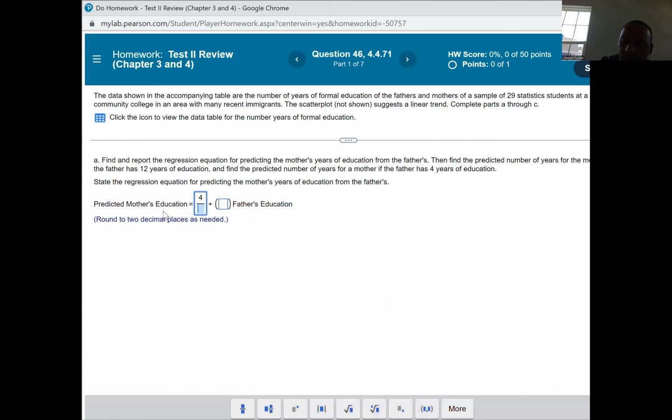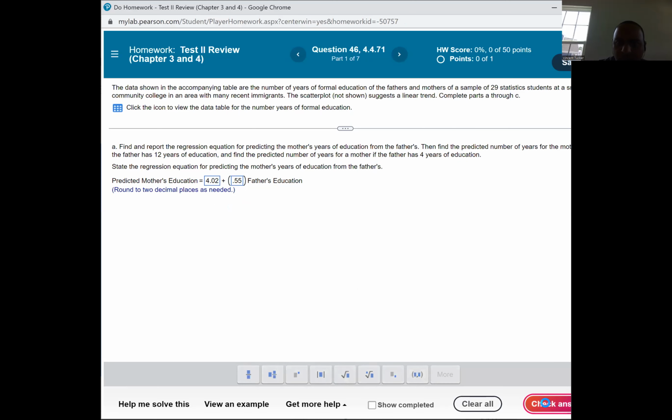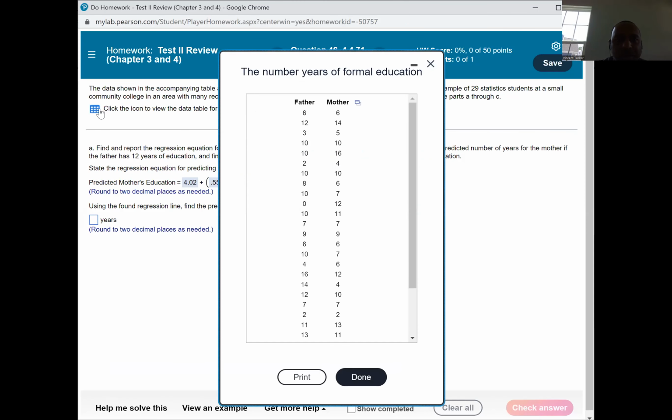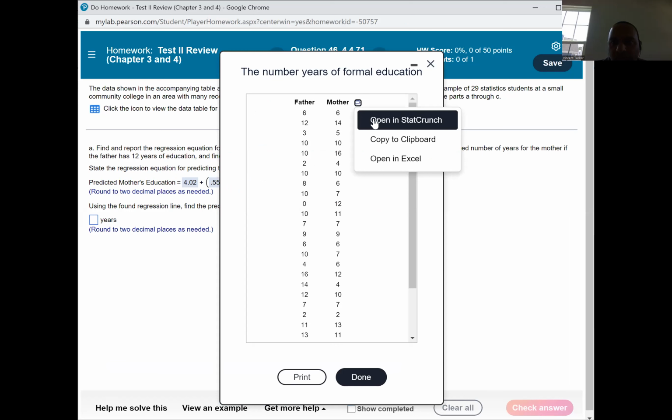So it's 4.02. And then slope. Let's say estimate though. Okay, all right. So let's do this, close it out. All right, so we open up this and hit this button right here, and we open in StatCrunch.